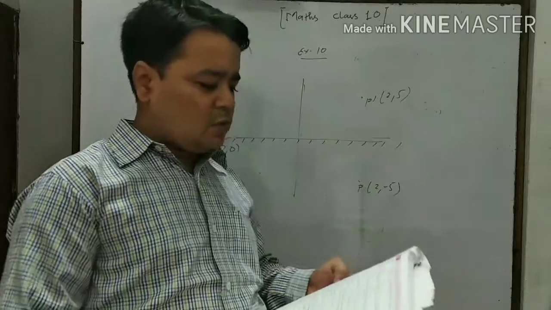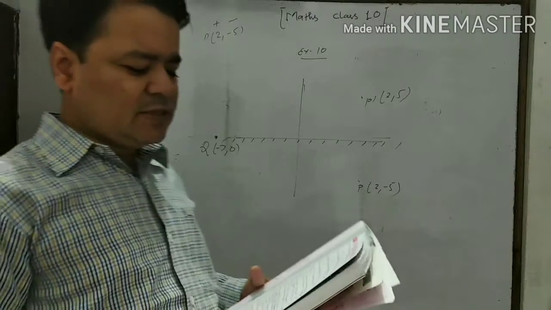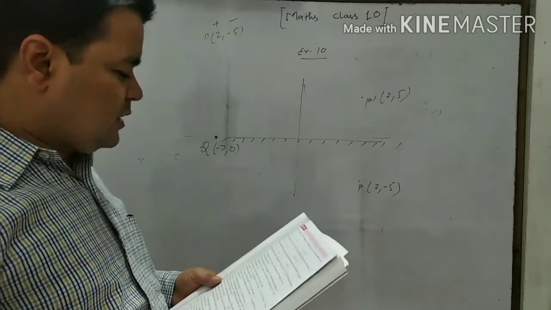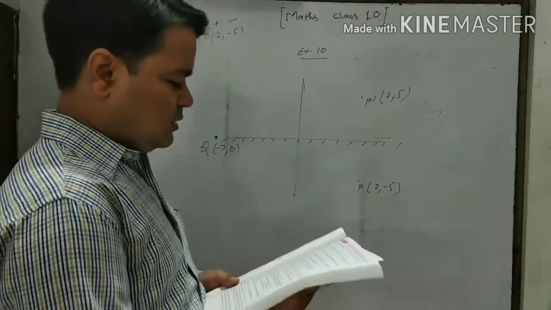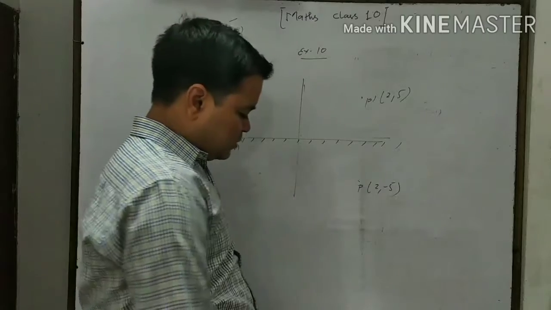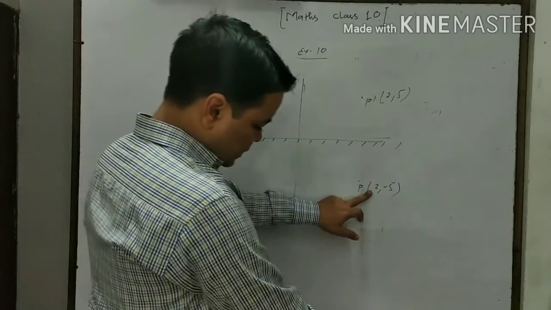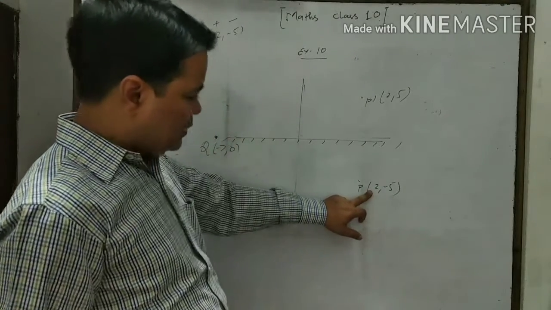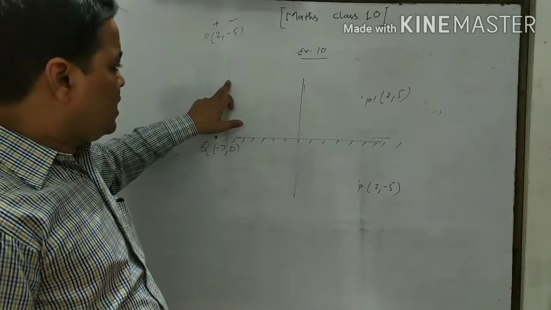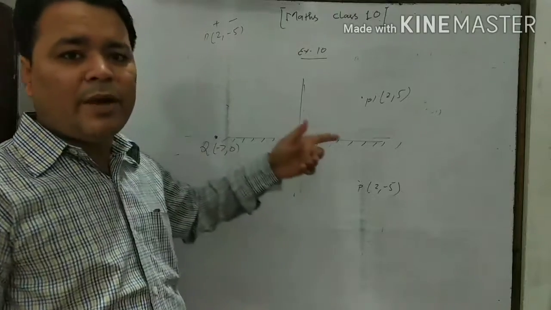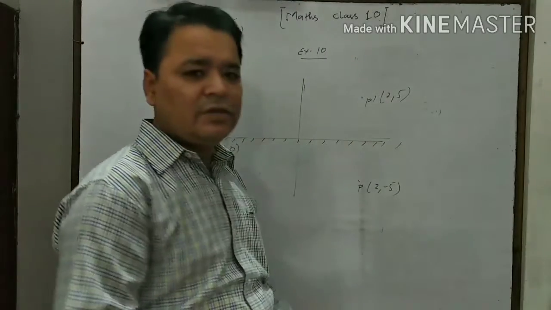Similarly, question number two: find the coordinate of the image of the following point under reflection in the y-axis. You can solve it. Similarly, third: find the coordinate of the image of the following point under reflection in the origin. (2, -5) is given. In which quadrant is (2, -5)? The fourth quadrant. Under reflection in the origin, its image will be here in the second quadrant, and its coordinate will be (-2, 5). According to the situation of the question, the coordinate of the image will change.